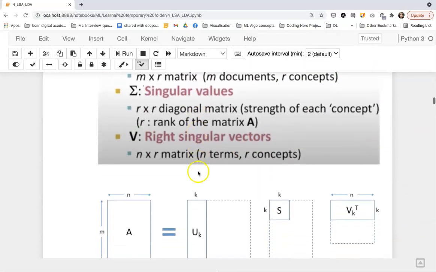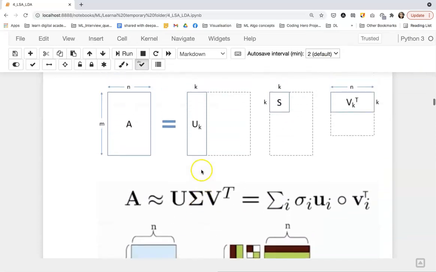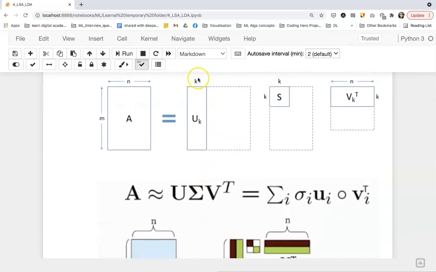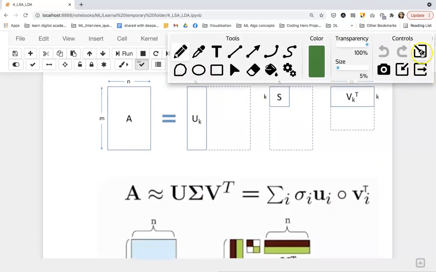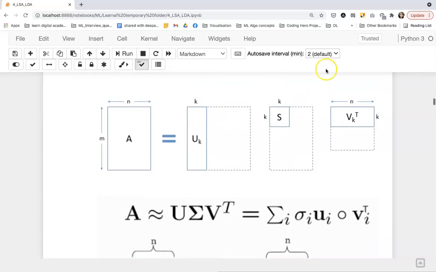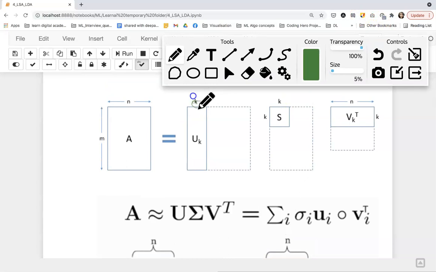Now moving forward, suppose over here instead of r, it is given as k. Fine, so don't get confused. Instead of r, this is just k over here.